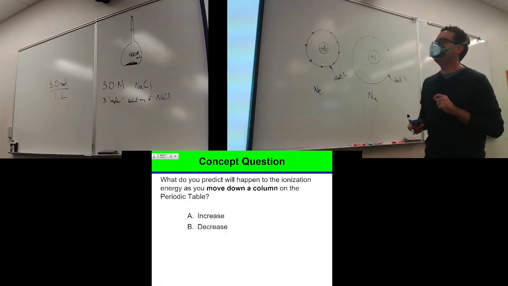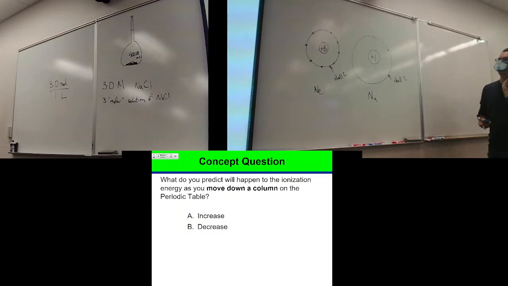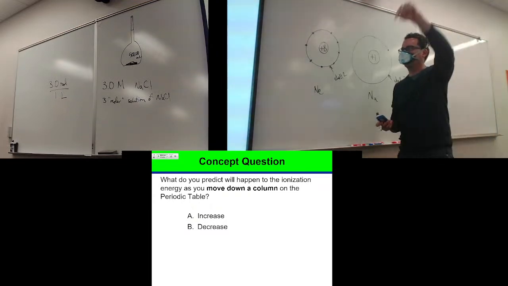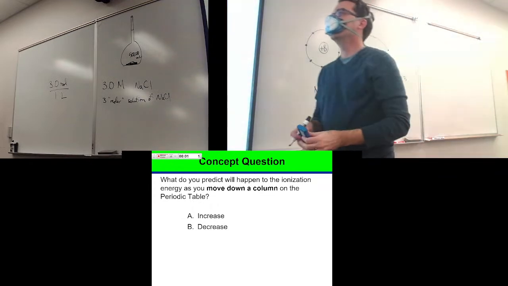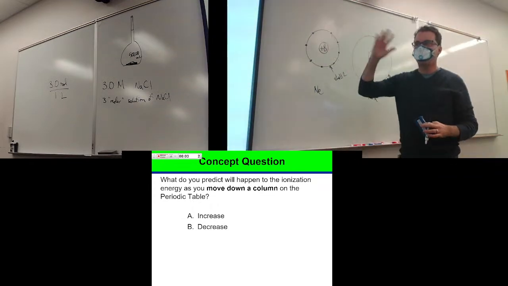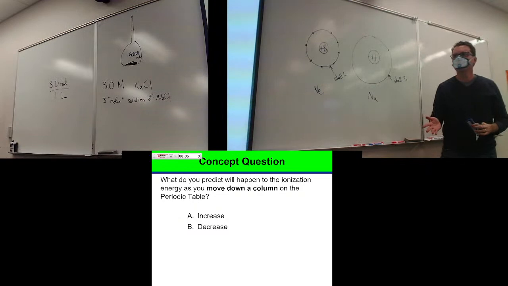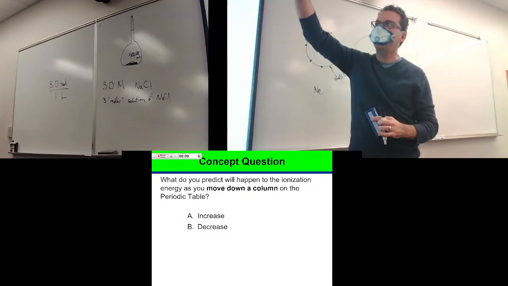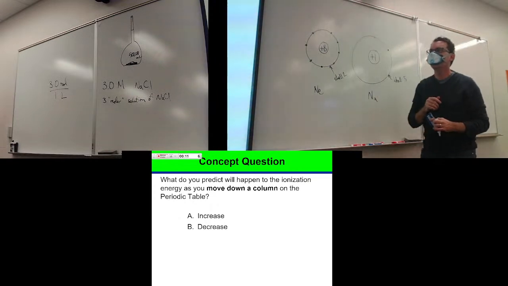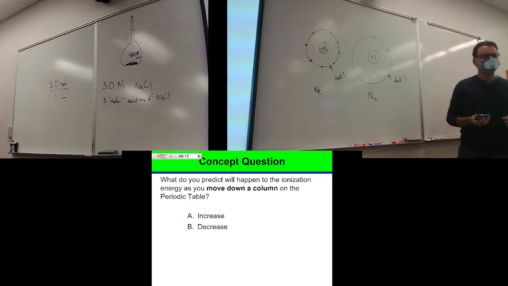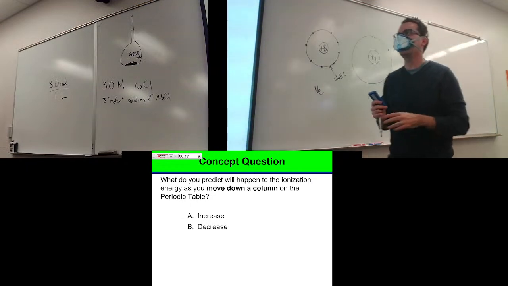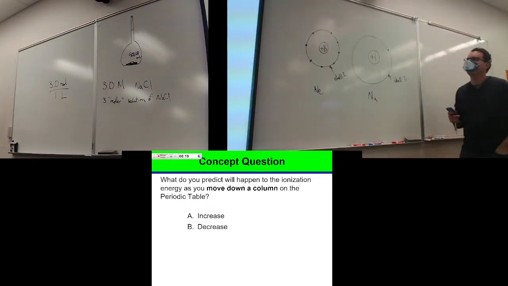Okay, so what do you think will happen to the ionization energy as you move down a column, down a group? So I kind of talked about it, sort of. We mentioned it. As you go down a group, so look at lithium, sodium, potassium, rubidium, cesium. If the core charge stays the same, what else is different? Or what might affect that ionization energy?